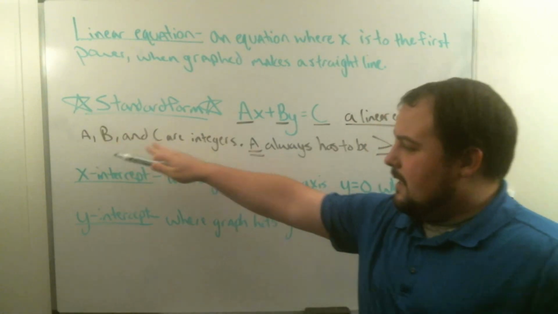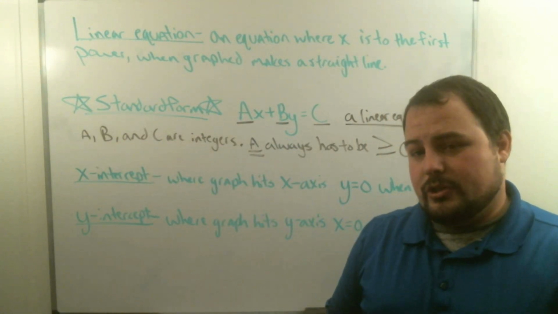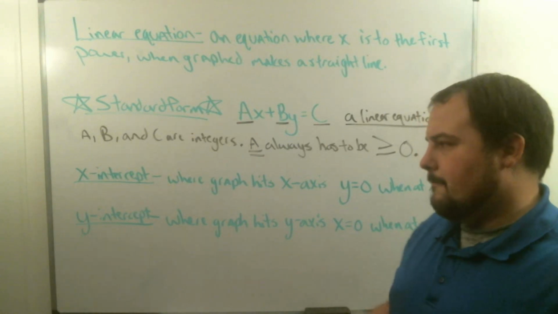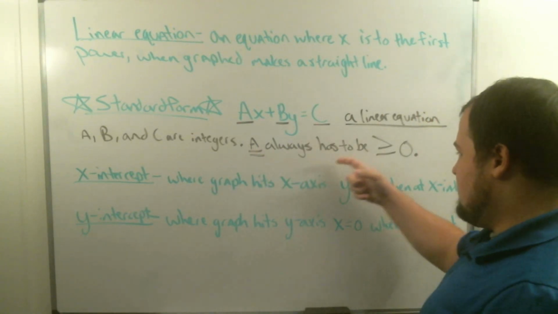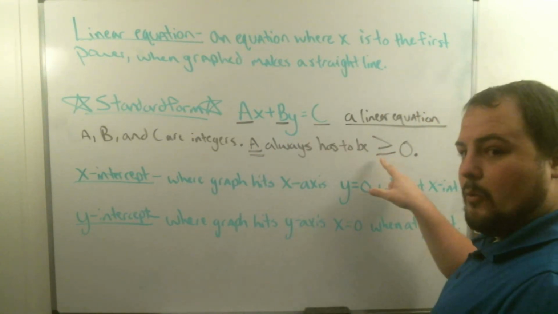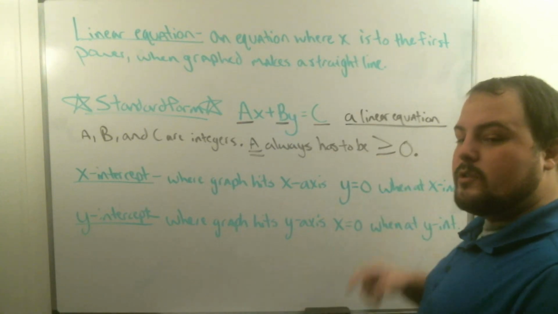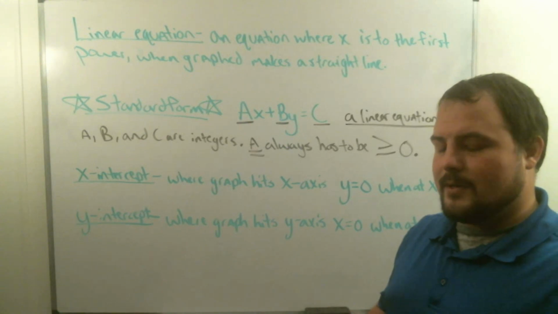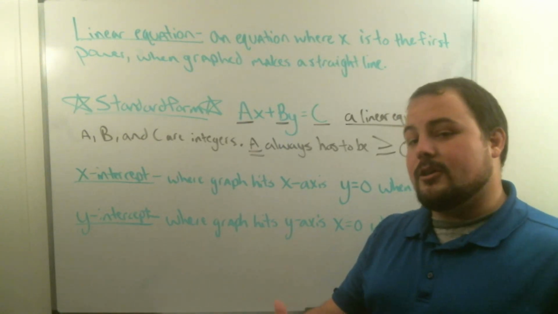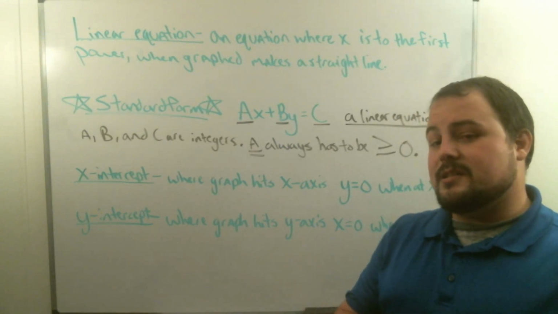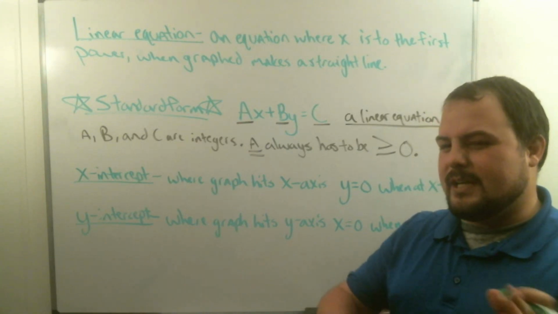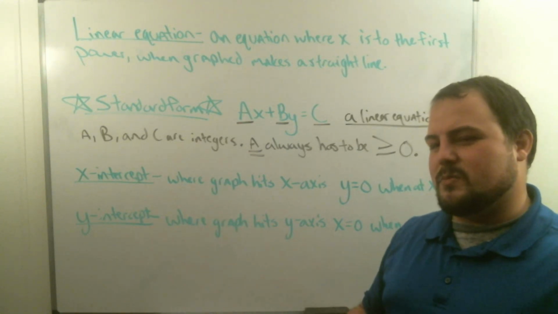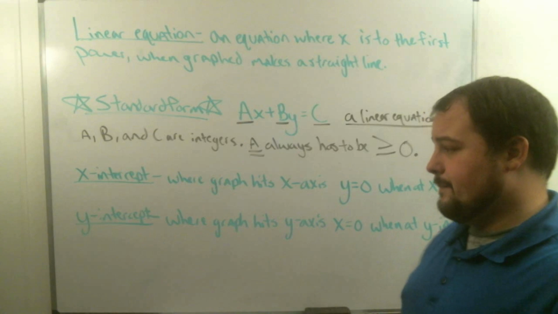Now, a, b, and c all have to be integers with a greatest common factor of 1. A always has to be positive because it always has to be greater than or equal to 0. So any number that's greater than 0 is a positive number. And since it's an integer, it really shouldn't be a decimal, like it shouldn't have a decimal expansion or it shouldn't be a fraction.